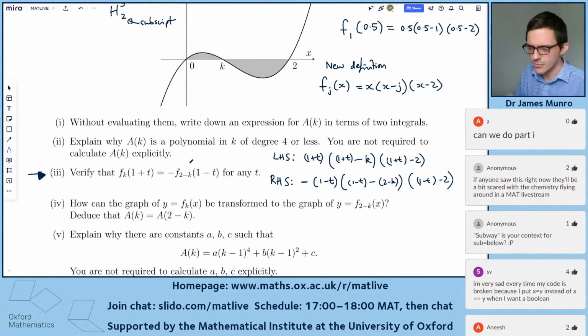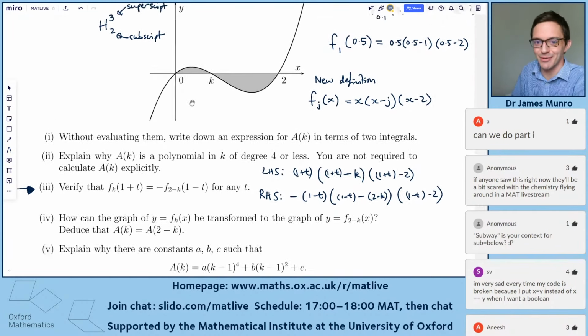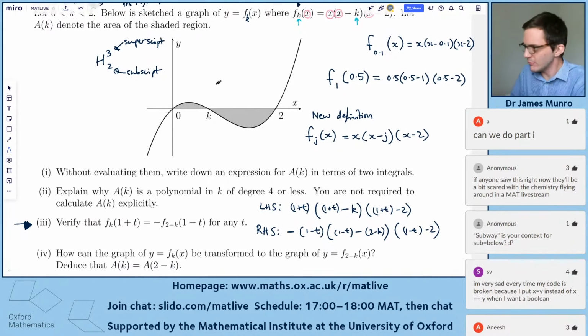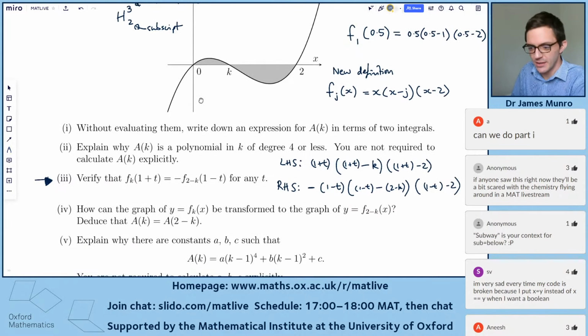Quick overview. The first two parts of this question get you to think about calculus and integration and polynomials. Because, by the way, we haven't really thought about the function at all. The function's a cubic. It's quite a nice polynomial. It's got roots at 0, k and 2. That's lovely. We know lots of facts about this cubic, I suppose. The first part wants you to think about writing down integrals for that area. But then the second half of the question wants you to think about this transformation.